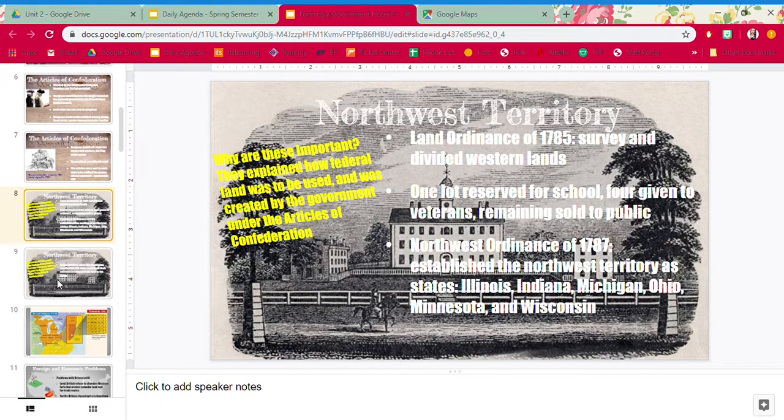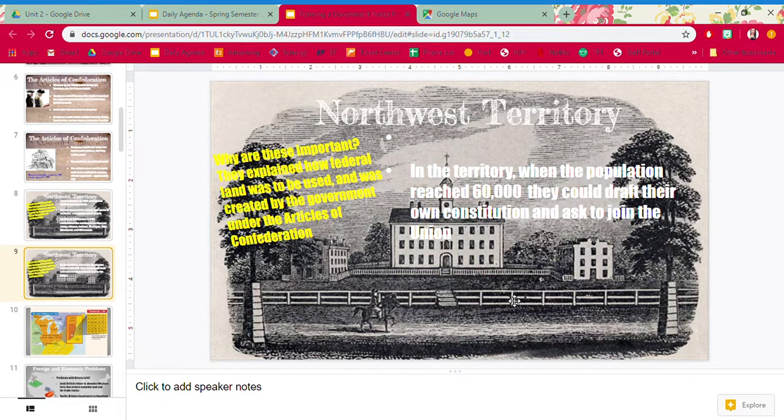And so how you would become a state is on this next slide. It says your population has to reach 60,000, and then you have to draft your own constitution for your state, and then you could request to join the Union or join the United States. They divided up all the land into territories, but you can't actually apply for statehood until you have those things met, right? You have a high enough population and you've created a constitution. And right, a constitution is just the rules and the laws of your state. So that's just agreeing what your rules are going to be of your state.